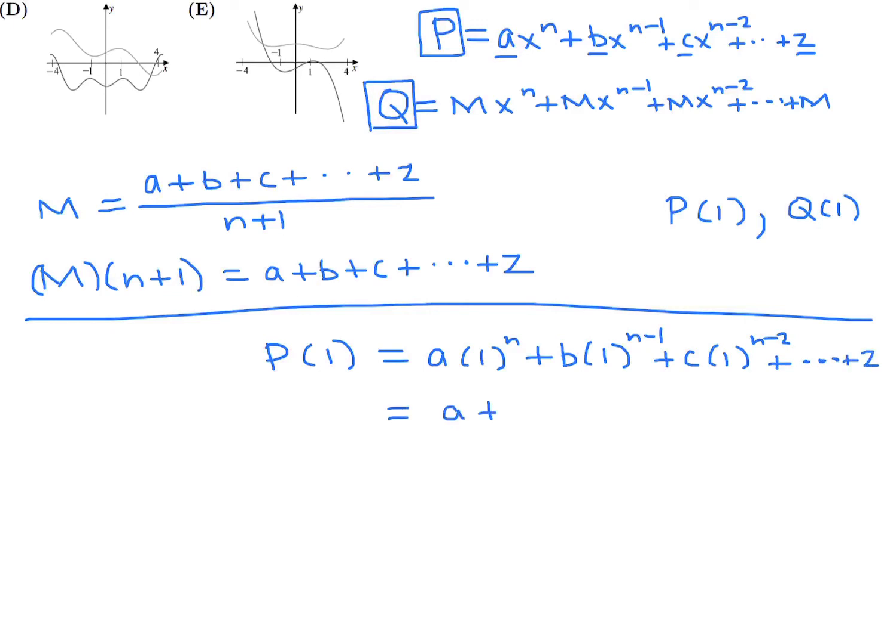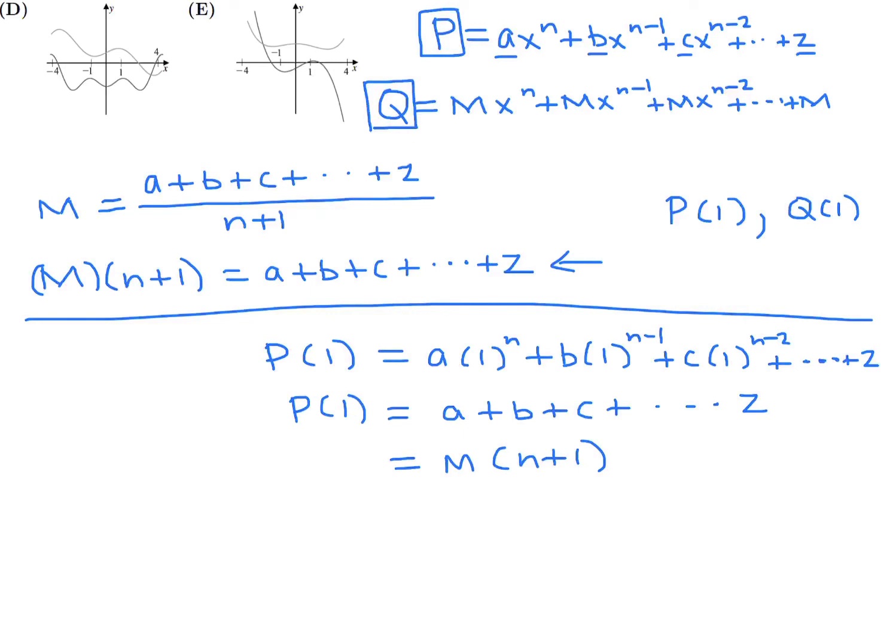And this just becomes a plus b plus c. You see what happened there? All the x's go away. So p at 1 is equal to a plus b plus c all the way to z. You see how it made it essentially the sum of all the coefficients? And the sum of all the coefficients we just did up here. It's m times n plus 1.